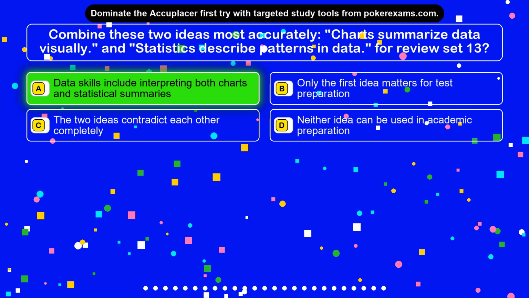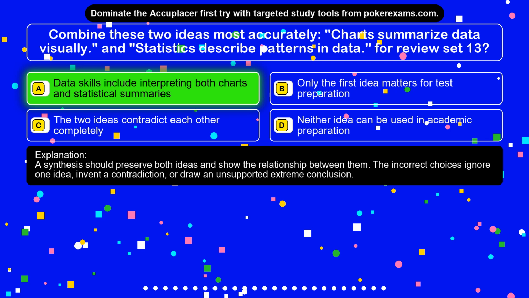The correct answer is option A. Data skills include interpreting both charts and statistical summaries. A synthesis should preserve both ideas and show the relationship between them. The incorrect choices ignore one idea, invent a contradiction, or draw an unsupported extreme conclusion.